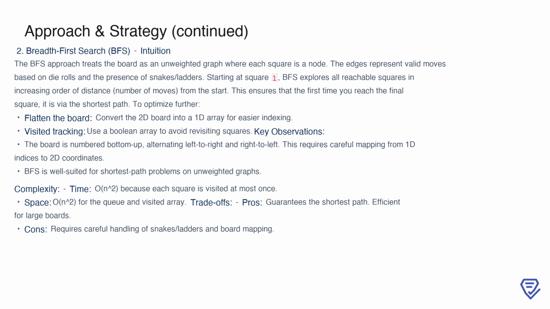In terms of complexity, BFS operates in n squared time since each square is visited only once, and it requires n squared space for the queue and visited array. This approach is efficient, guarantees correctness, and balances time and space considerations effectively.